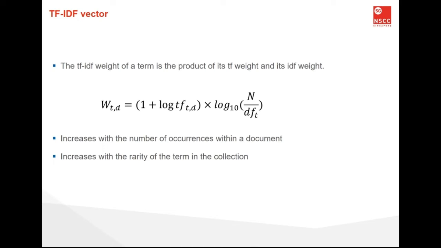Finally, by taking a multiplicative value of term frequency and inverse document frequency, we get the TF-IDF score. There are many different variations of TF-IDF, but for now, let us concentrate on this basic version. The TF-IDF vector will increase with the number of occurrences within a document, and it will also increase with the rarity of the term in the document collection.